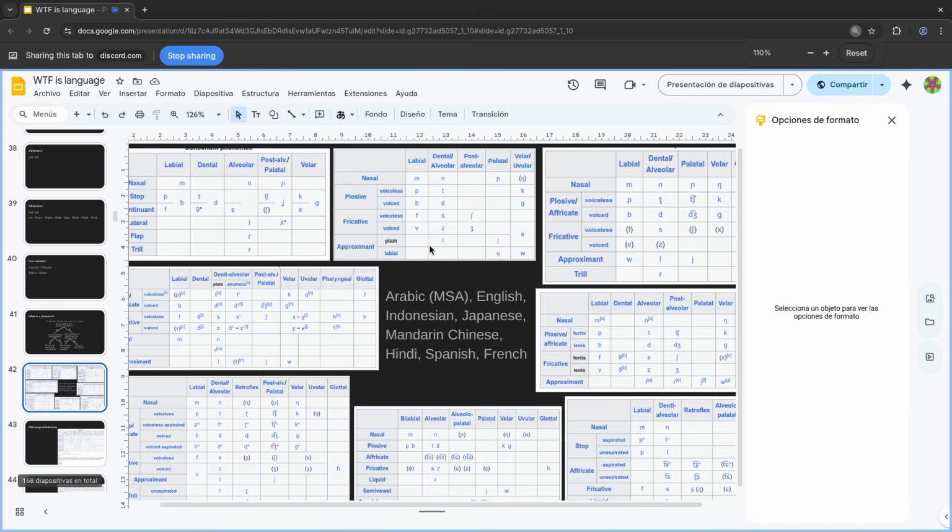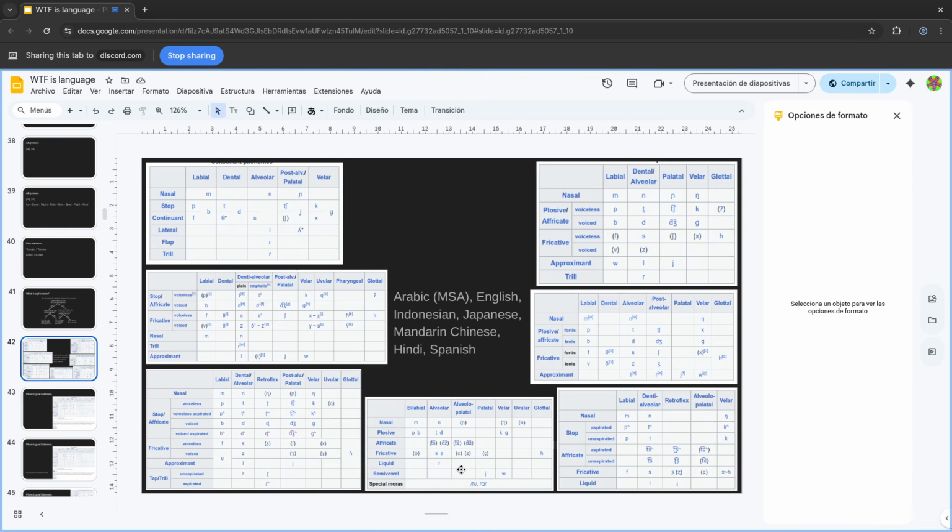Well, English has to be bottom middle, right? This one? Yeah, maybe. No, not English. Well, why? What makes you say that's English?